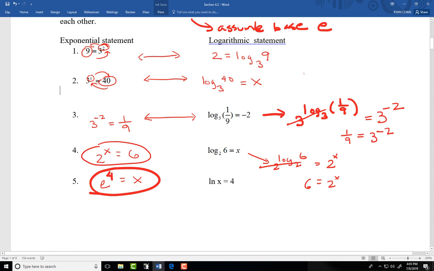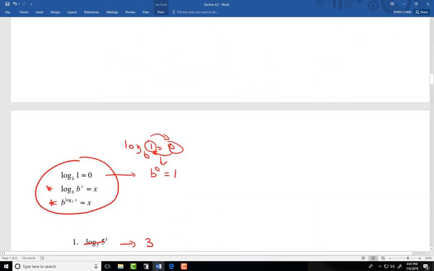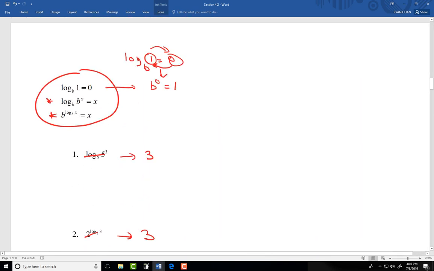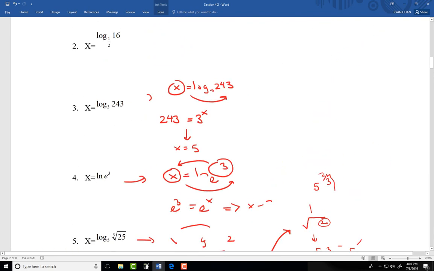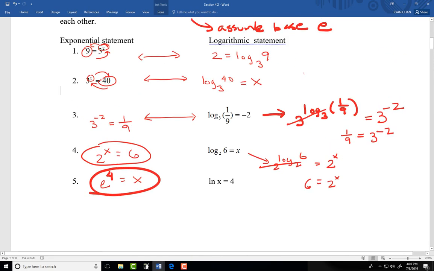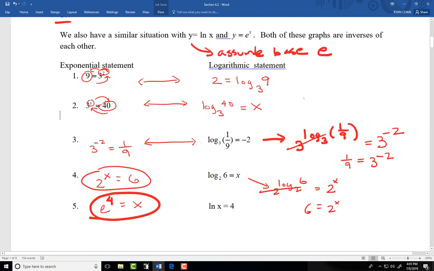Okay? So you can use the base cancellation rule. Okay, let me show you again. And make sure you write this part down. The one with b to the log base b of x, or you can do log base b of b to the x. They both will work. Or you can use the swapping method on the first page.